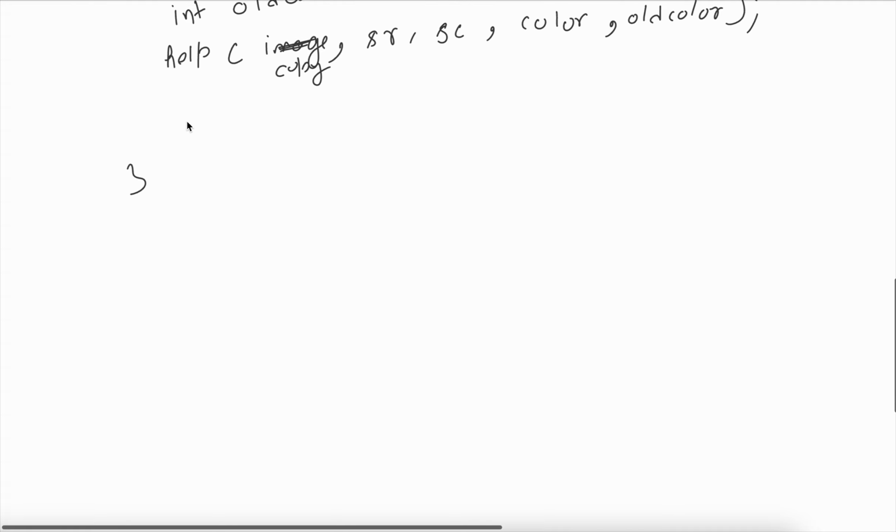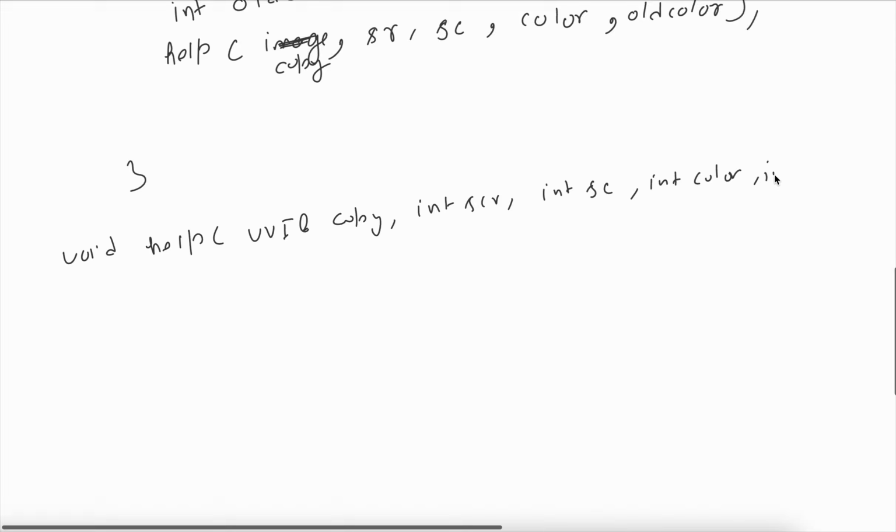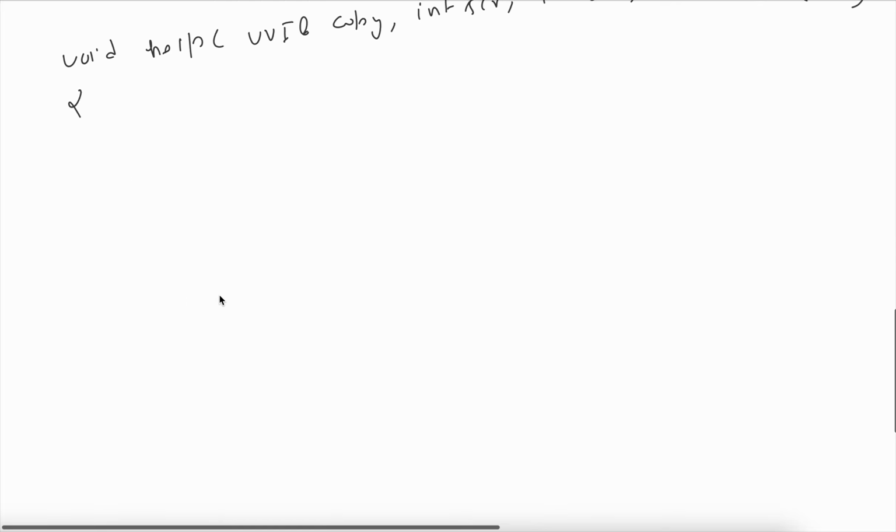Now we will write this help function here. The first parameter is a vector of vector of int, the copy, then int sr, int sc, int color, int old color. So first we will write the base case.